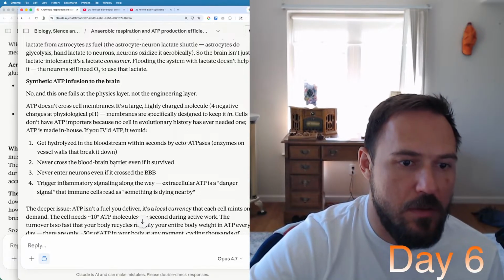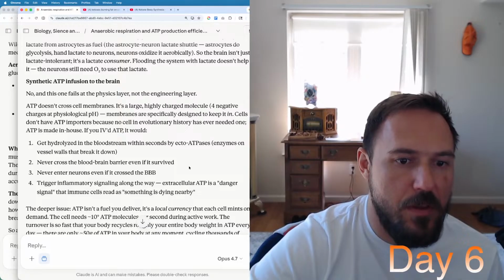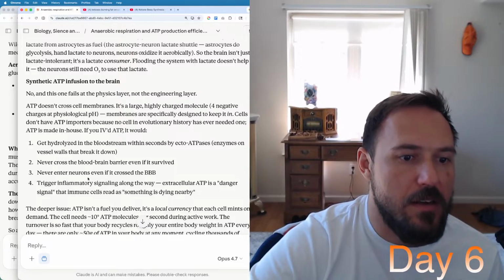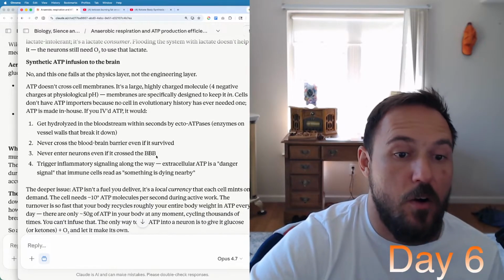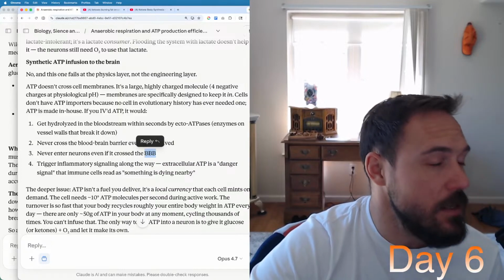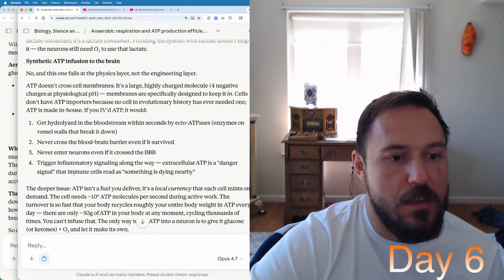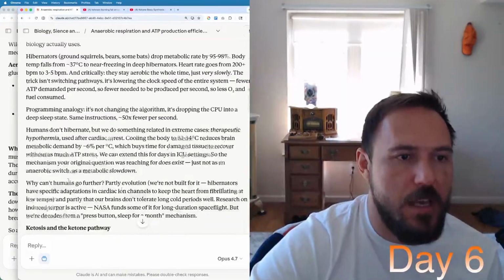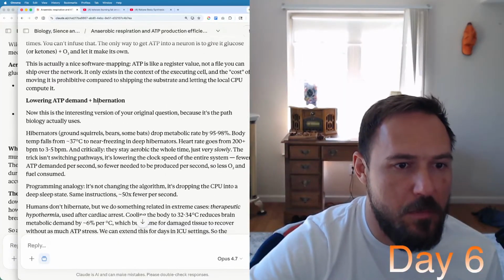Nor does it cross the blood-brain barrier even if it survives. It would never enter nerves even if it crosses the BBB, the blood-brain barrier. It would trigger inflammation, yes, lowering ATP demand and plasma.